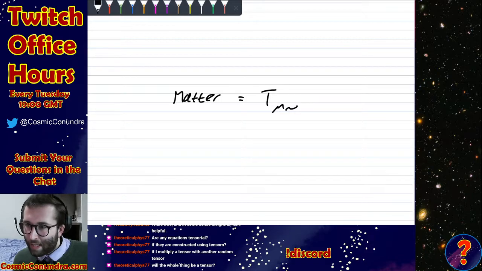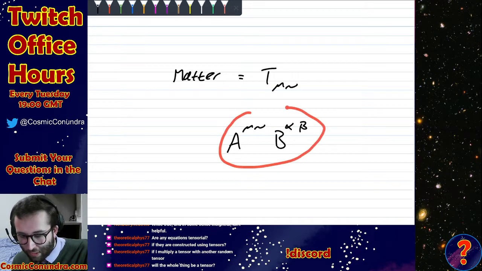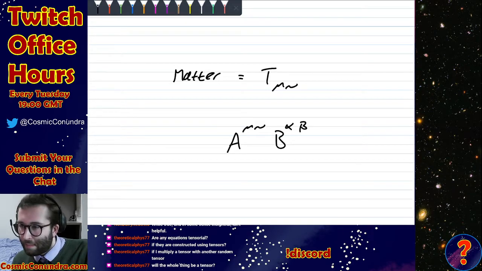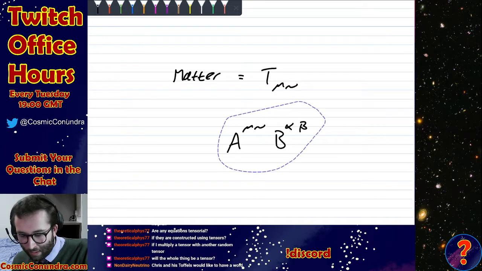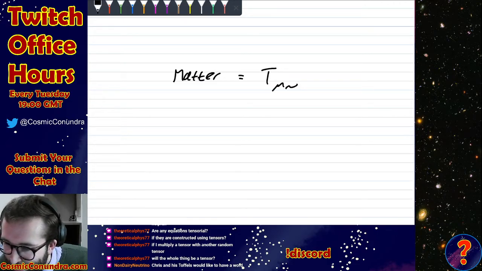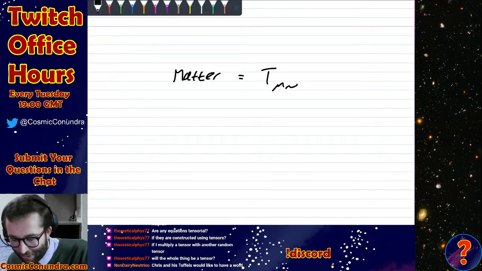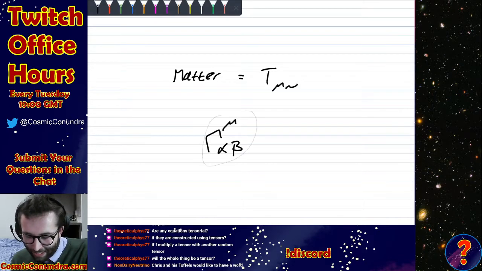If you multiply a tensor by another random tensor, like if you had something like a mu nu times b alpha beta, this thing would still transform as a tensor. But proving those things are tensors is different. Chris and his toffles would like to have a word. Okay, yeah, that's true. So this thing here, although it looks like a tensor, is not a tensor. The Christoffel symbols. But anyway, we definitely don't want to get into those right now.